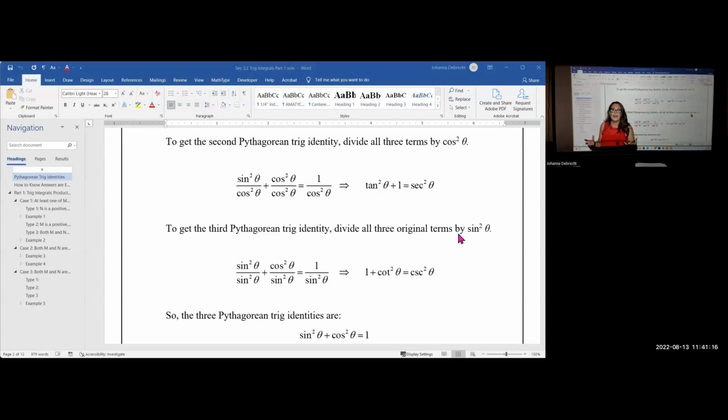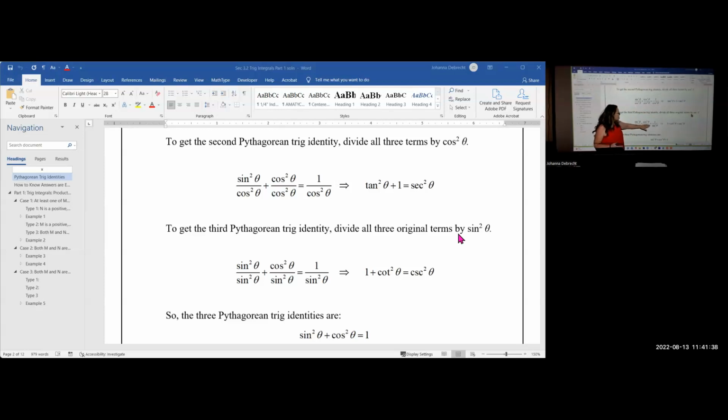I'll be honest with you. I kind of have them all memorized by the time I'm done doing this section, and then it sort of floats away again, and all I know is sine squared plus cosine squared equal 1. But I know how to derive them, which means that I can always find them no matter what. So the second one is to divide everything by cosine squared.